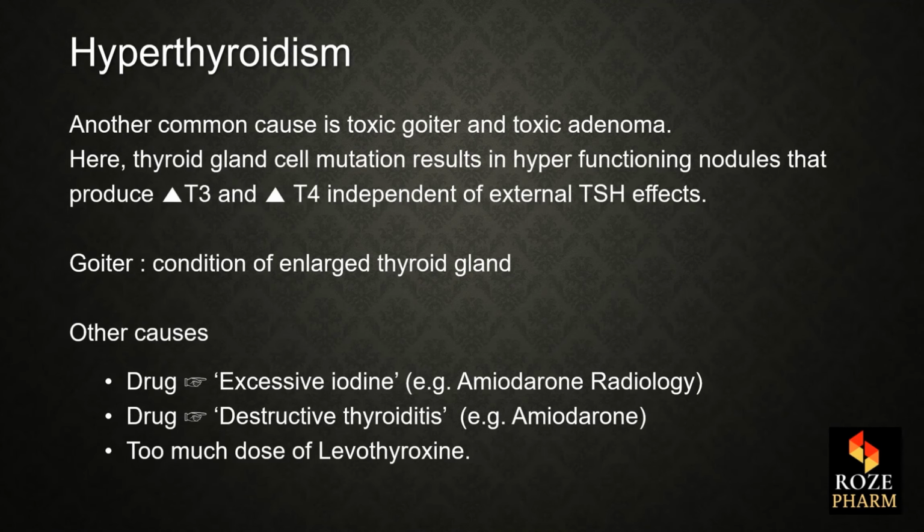Another common cause is toxic goiter and toxic adenoma. Here, thyroid cell mutation results in hyperfunctioning nodules that produce increased T3 and increased T4 independent of external TSH effects. Goiter is a condition of an enlarged thyroid gland. The other causes are drugs that have excessive iodine, for example amiodarone, or drugs that cause destructive thyroiditis, such as amiodarone, or too high a dose of levothyroxine.